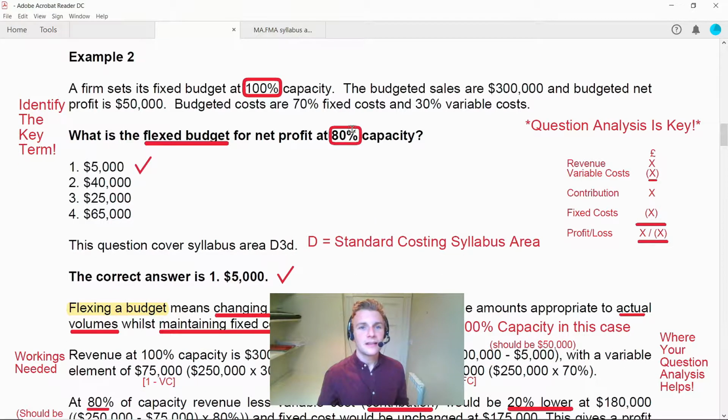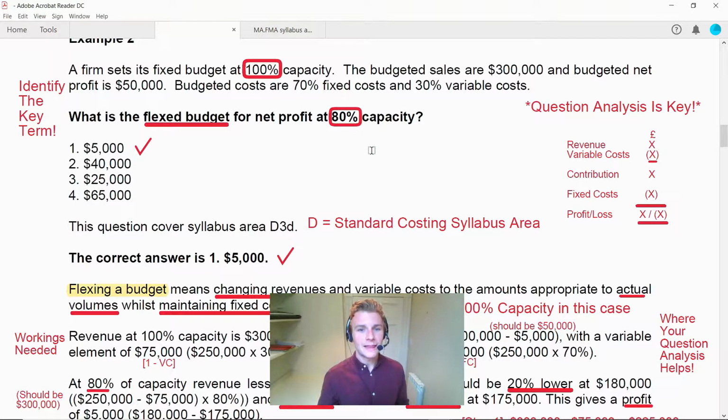So coming on to example 2 now. This again relates to actual standard costing as well. This is for syllabus area D. I'm going to show you the actual syllabus area at the end of this video as well, where you can access the free resource on ACCA's website.